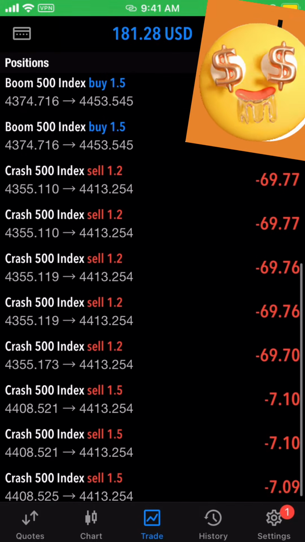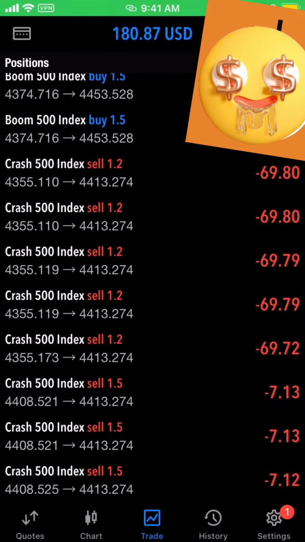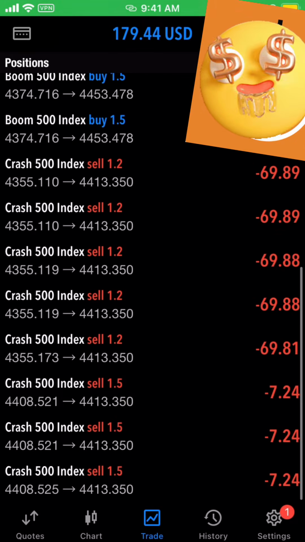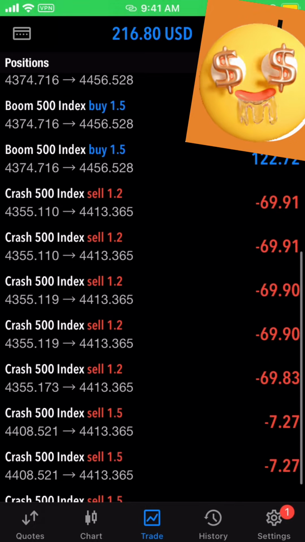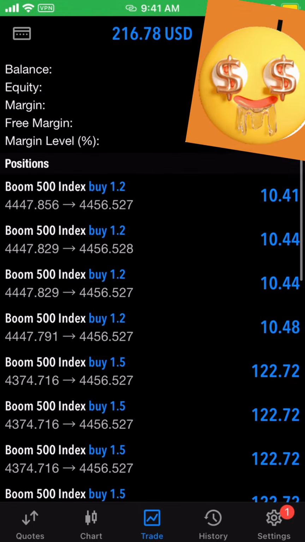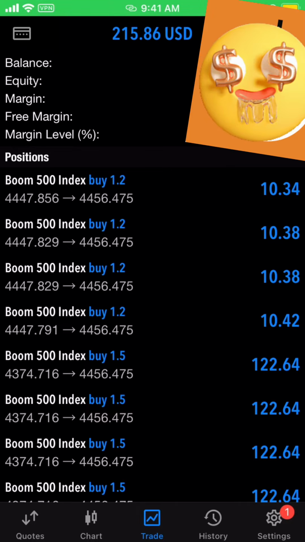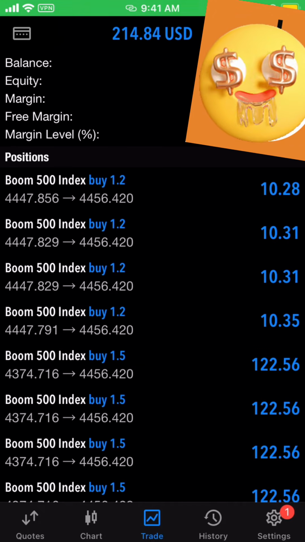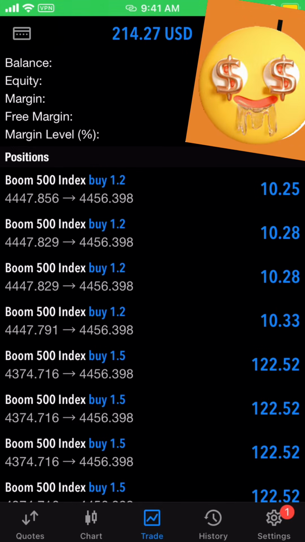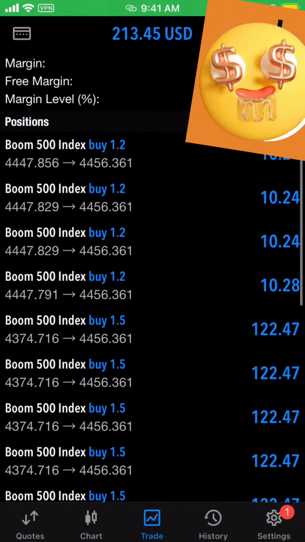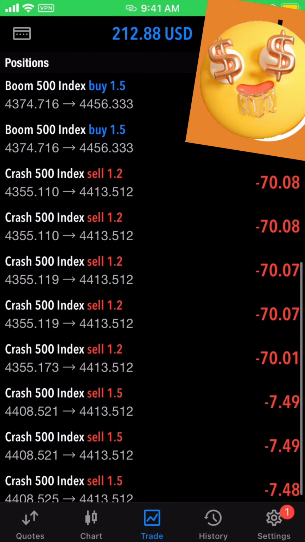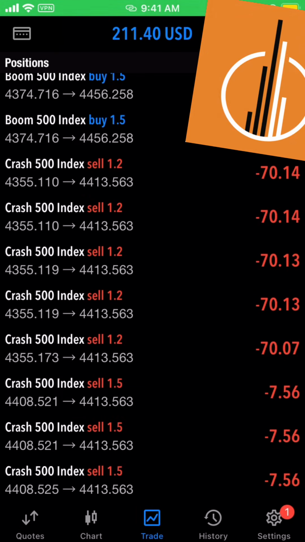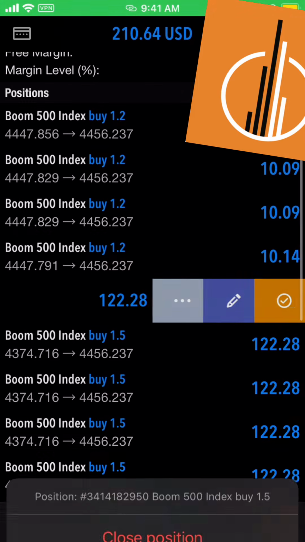If you go down, you can see I have another 2 positions on crash 500. First time I sold, it is on negative $69, and the other time I have 3 positions, negative $7. But I think usually I'm going to be in net positive. Still now I'm in net positive. It's $216, but with the commission and with the spread difference, I'll be in net positive gradually. Boom 500 is already paying off, but crash 500 is in negative. But I think gradually I'll be on blue on this one also. But let's see what's happening on crash 500 first.